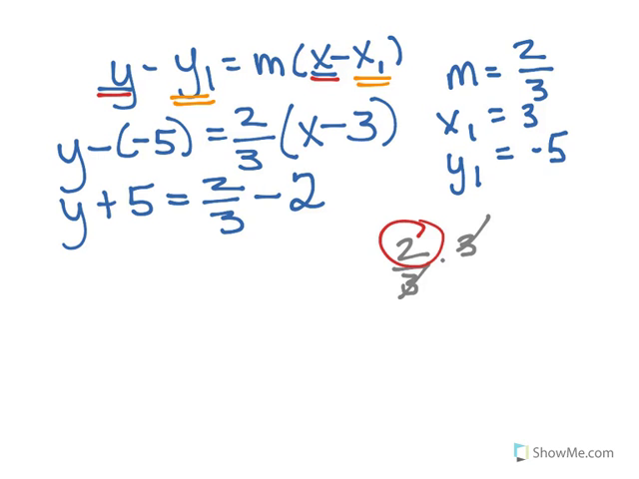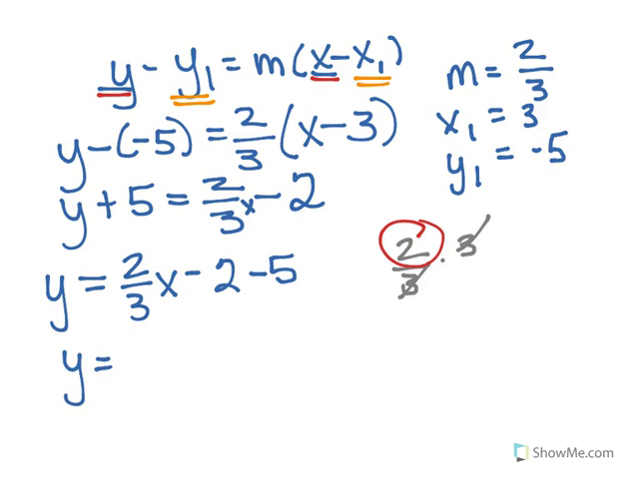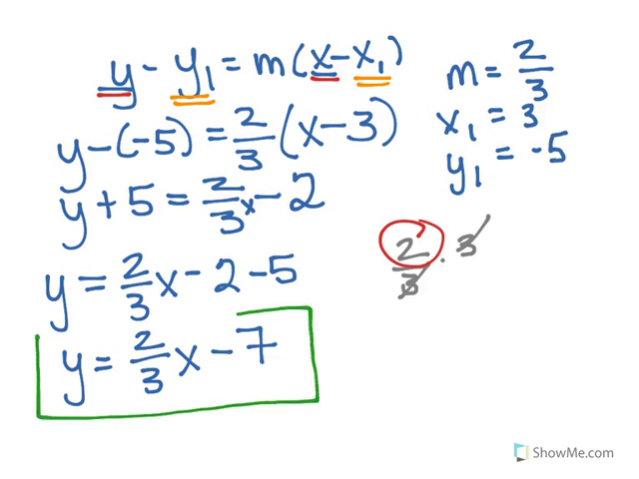From here, it's y plus 5 equals 2/3 x, forgot the x there, sorry, minus 2. Then minus 5: we're bringing the 5 over, so it's negative. And then our final step is y equals 2/3 x minus 7. And there's your answer.